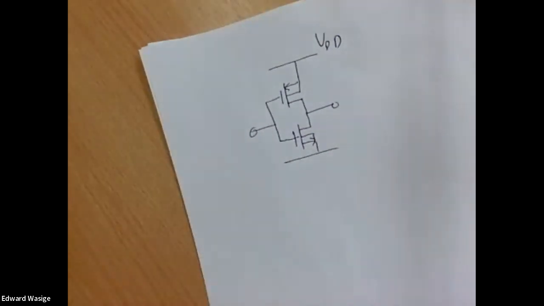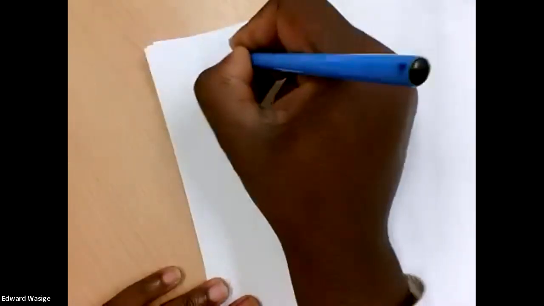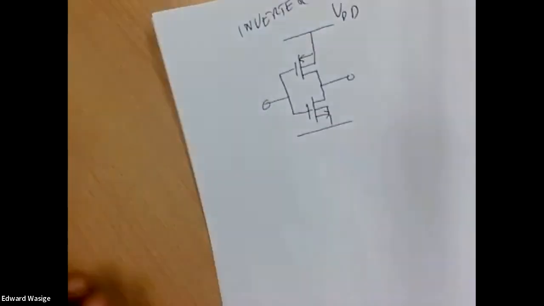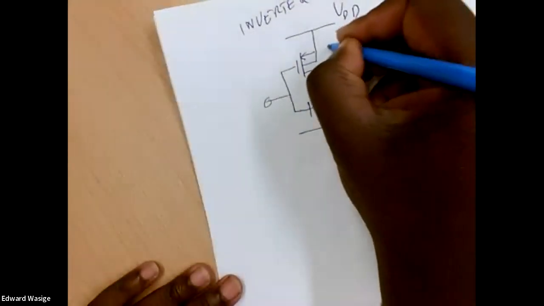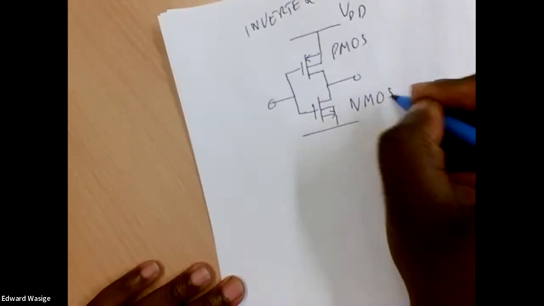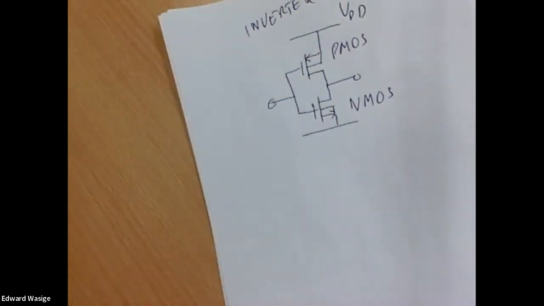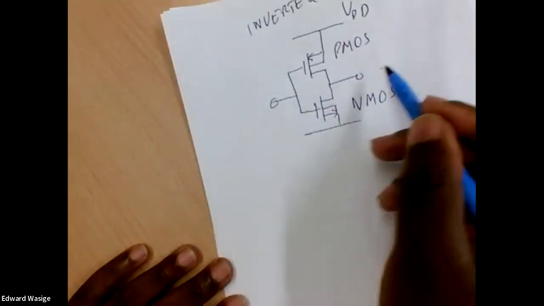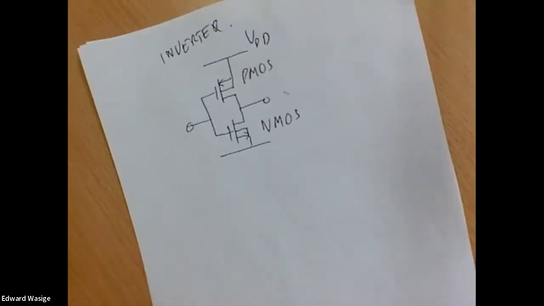So have you looked at that circuit in your digital VLSI? This circuit is called an inverter. By looking at it, this is your PMOS device. This is your NMOS device. And the arrows tell you that the currents flow in the same direction. If this is low, this is high. If this is high, this is low. You'll do this in digital VLSI.